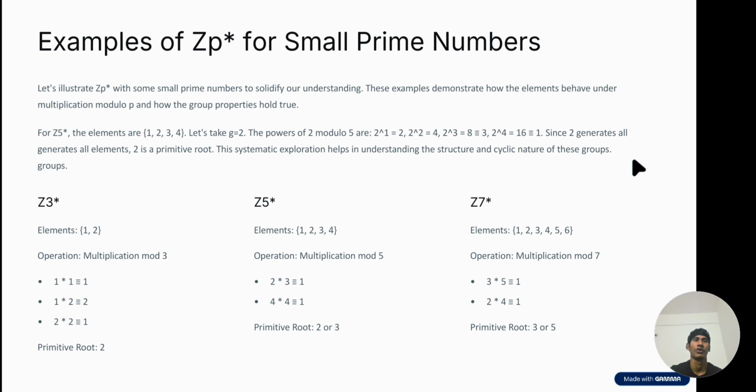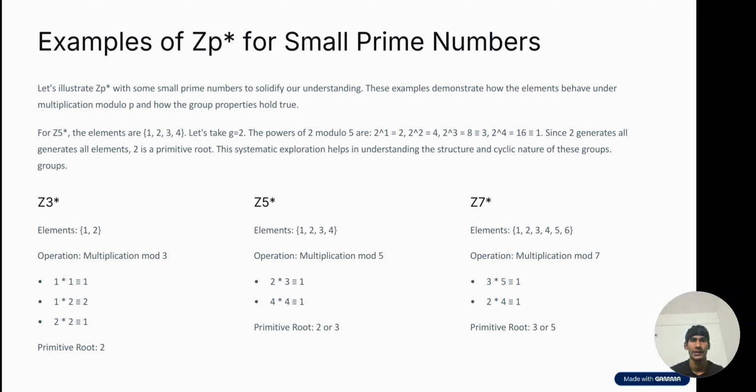Examples of Zp for small prime numbers. Let us illustrate Zp with some small prime numbers to solidify our understanding. These examples demonstrate how the elements behave under multiplication modulo p and how the group properties hold true.